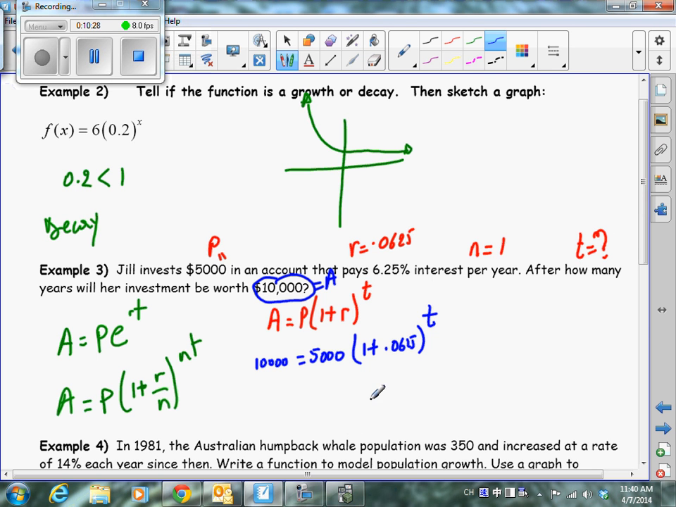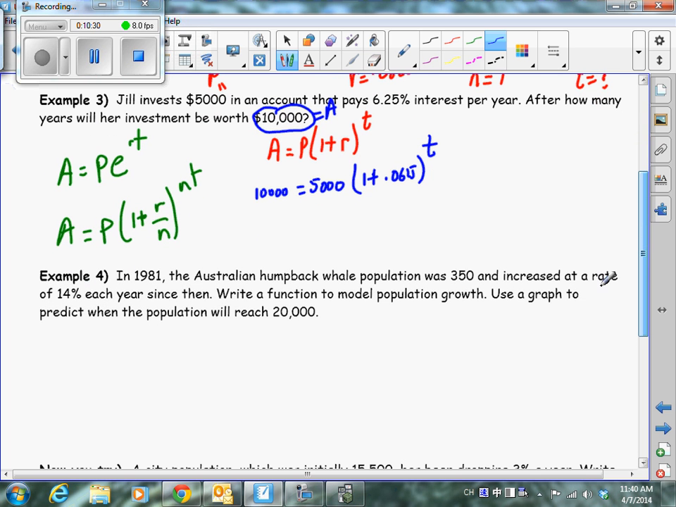First step is to divide both sides by 5,000. And if you divide by 5,000, you will end up with 2 is equal to 1.0625 to the power of t. This question is for Gerardo. Is it a growth or a decay? It's a growth. The value is bigger than 1. Very good. So, how will you solve for t?